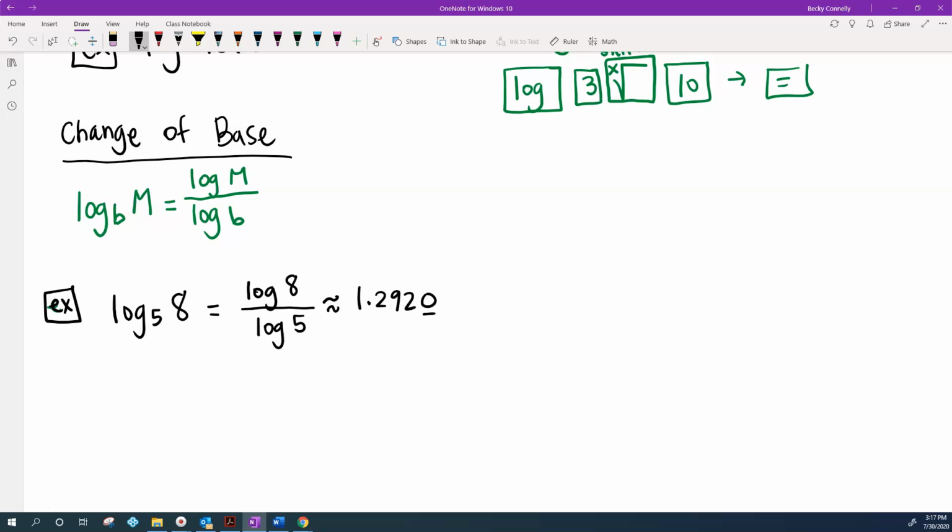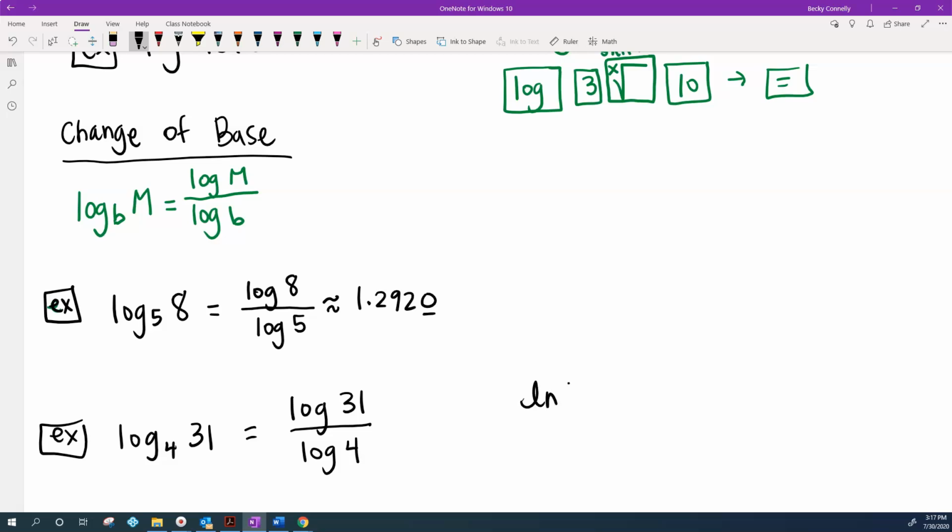Another thing that I want to show you, so let's do one more here. So if we did log base 4 of 31, right? Now you could do the common log, right? So log of 31 divided by log of 4. But could you do the natural log of 31 divided by the natural log of 4? Right? So I want you to try both of those out and see, do you get the same answer or not?